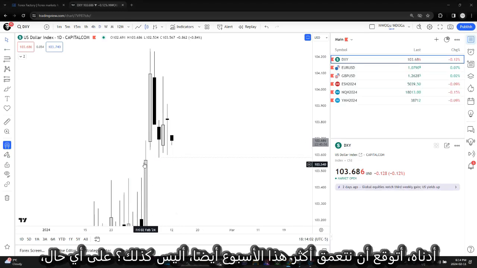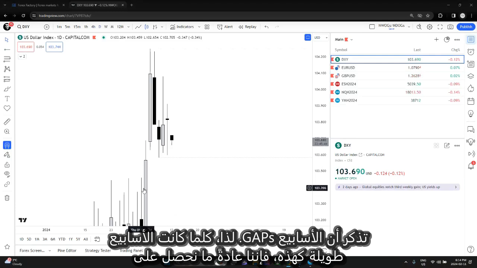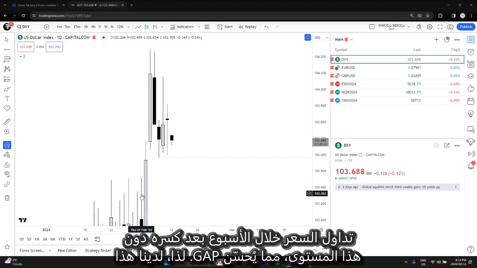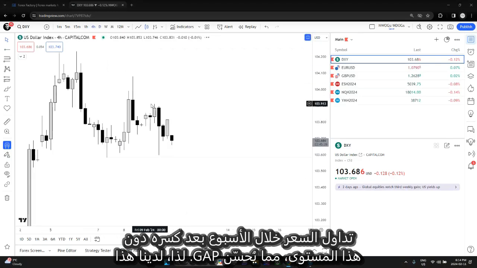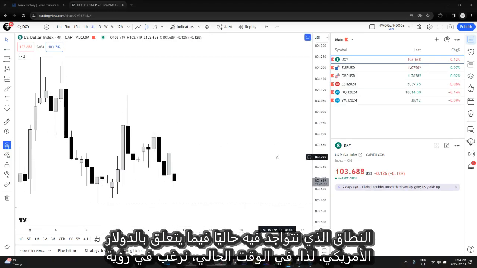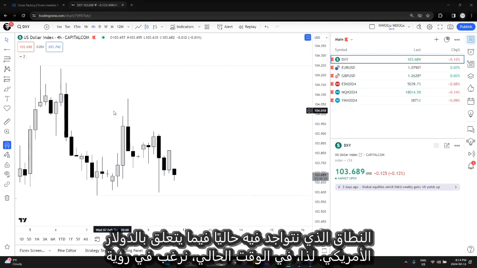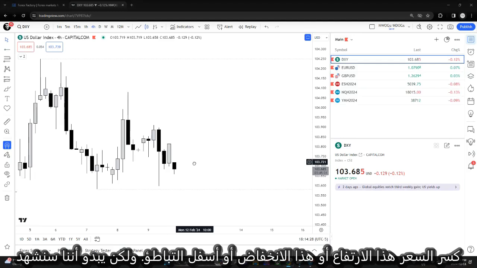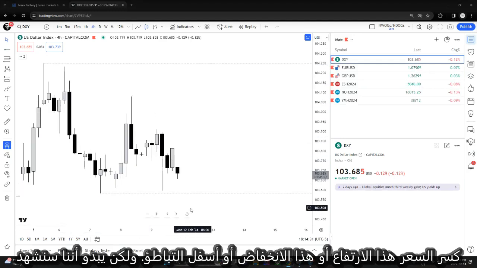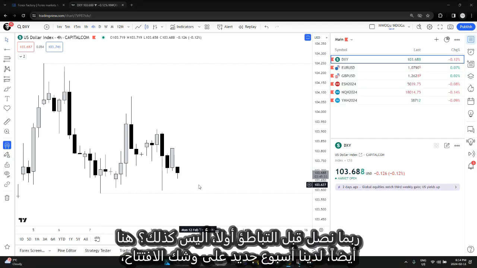So if price falls below here, I'm expecting it to probably dig into this wick as well, right? Remember that wicks are gaps. So whenever you have long wicks like this, we usually get price trading into the wick after breaking below this fair value gap. So this is the range that we're in right now in regards to the US dollar. So right now we would either want to see price break above this high or below this low. But by the looks of it, we'll probably get price breaking below this low first, right?